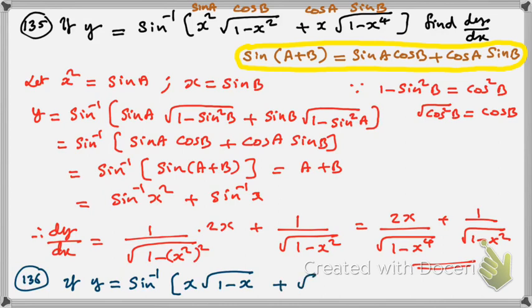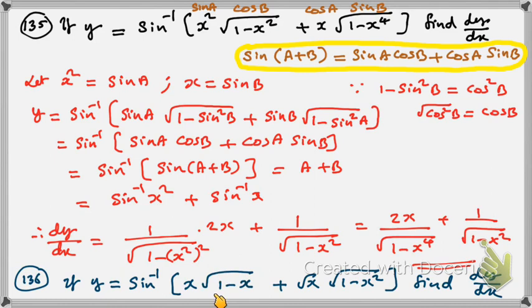I have a question similar to that here. Y is equal to sine inverse of x into root of 1 minus x plus root x into root of 1 minus x square, and you need to figure out the substitution. I know that it has to again look like sine A cos B plus cos A sine B. Sine A into cos B. Let's analyze it. Sine A, so x has to be sine A. This whole thing should be cos B.